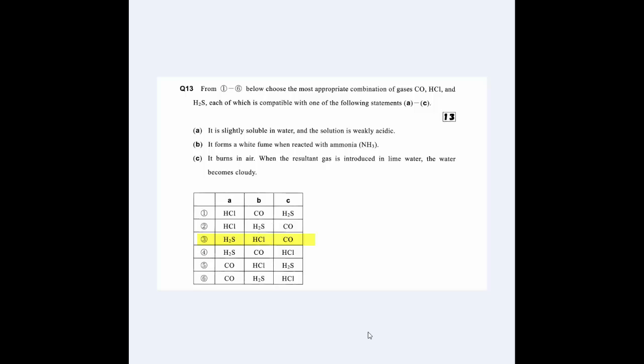What's H2C? H2S, hydrochloric acid, carbon monoxide. What's that, hydrogen peroxide? I forgot.